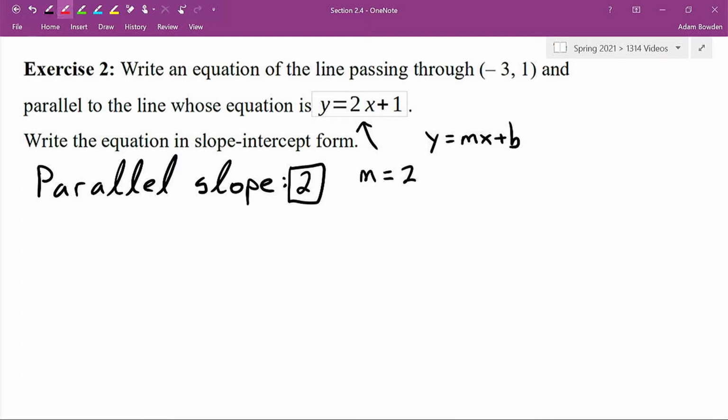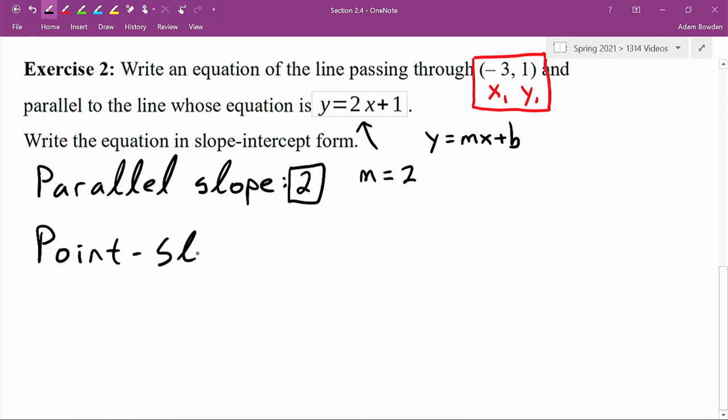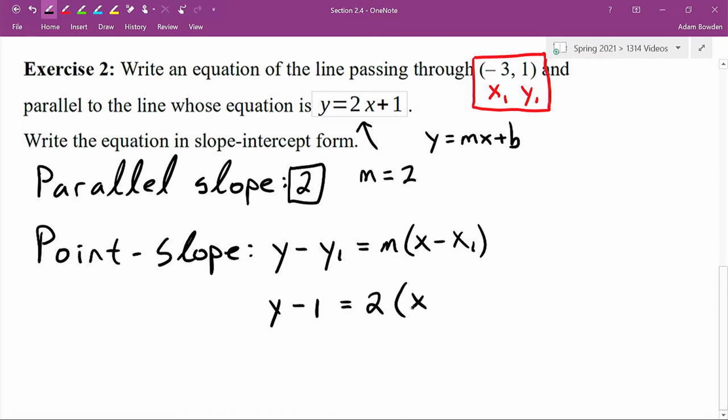We're going to use the (-3, 1) as our point, (x1, y1), and we're going to use point-slope form to create the equation. So y minus y1 equals m times (x minus x1). So it'll go y minus 1 equals 2 times (x minus -3), or in other words, y minus 1 equals 2 times (x plus 3).